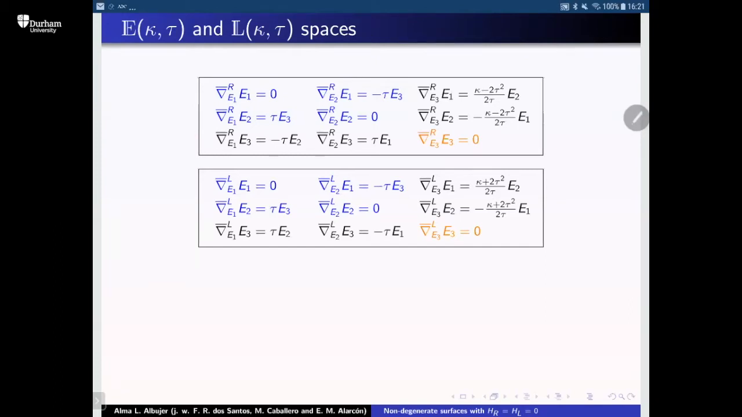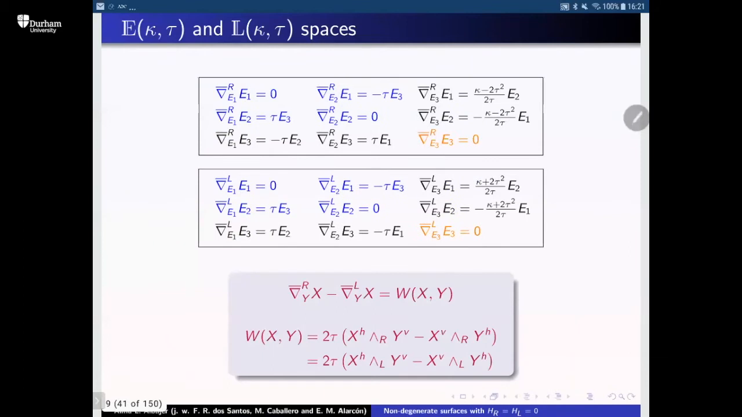So the Levi-Civita connections coincide when we restrict ourselves just to horizontal or to vertical vector fields, but we have some difference when we mix vertical and horizontal vector fields. In general, if we take two vector fields X and Y, we can consider the difference of the Levi-Civita connections, and we have that the difference is this expression W here. Of course, it depends on two factors, and each one of these two factors depends on the horizontal part of X and the vertical part of Y, or vice versa.